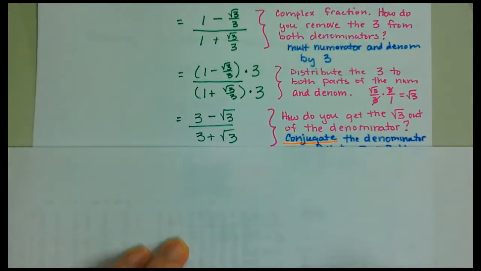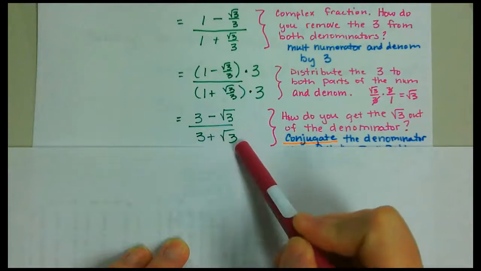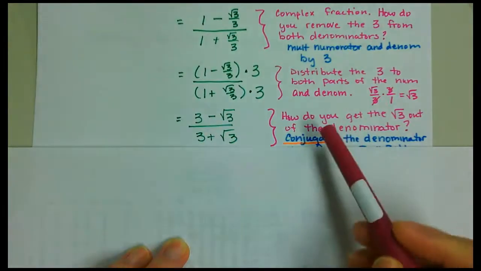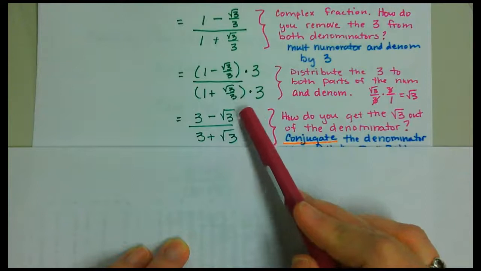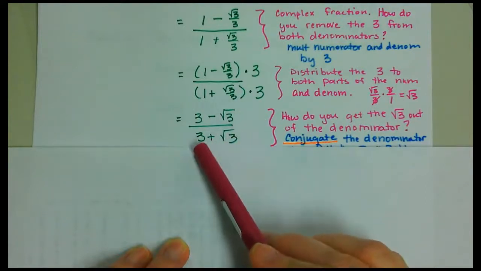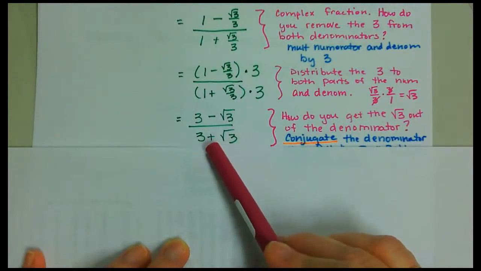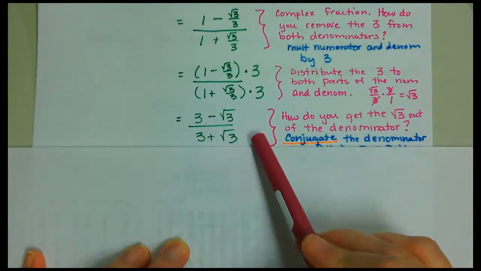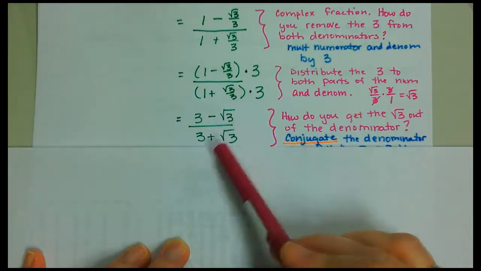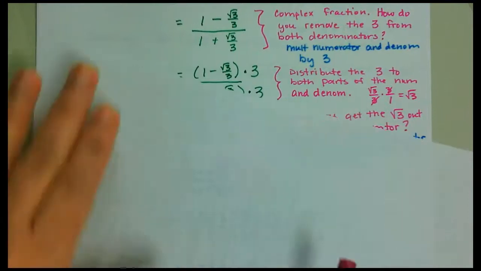Now we learned in Algebra 2 we don't leave radicals in the denominator of the fraction, so we need to get it out. How do you do that when it's a binomial? You conjugate. So that means you multiply the bottom and the top by its conjugate, and the conjugate is the same binomial that only differs by a sign. So I'm going to multiply the bottom and the top of this fraction by 3 plus root 3.